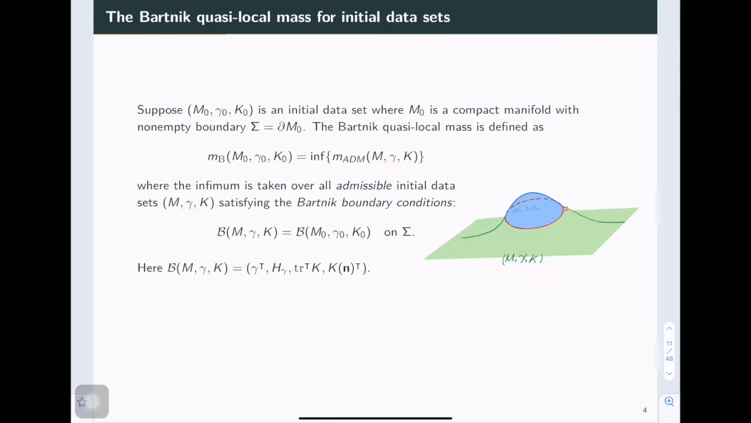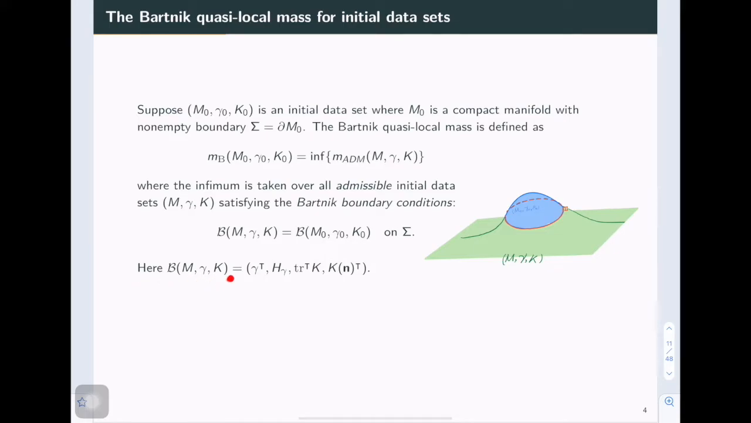Here, when we construct extensions for the compact set, we need to make sure that the geometry is consistent across the boundary, in the way that a collection of geometric boundary data along sigma, which is induced from the exterior region, is equal to that data induced from the interior region. Mathematically, that's the Bartnik boundary conditions, which requires the Bartnik data of the extension initial dataset to be equal to the Bartnik data of the compact initial dataset.